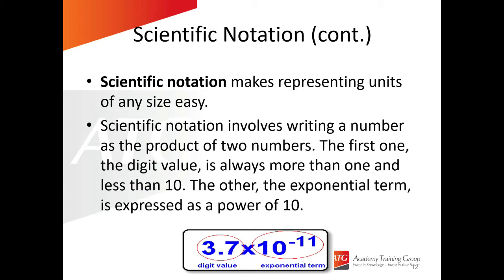Scientific notation makes representing units of any size easier. Scientific notation involves writing a number as a product of 2 numbers. The first, which is a digit value, is always more than 1 and less than 10. The other, which is the exponential term, is expressed as a power of 10. So, 3.7 times 10 to the power of minus 11.